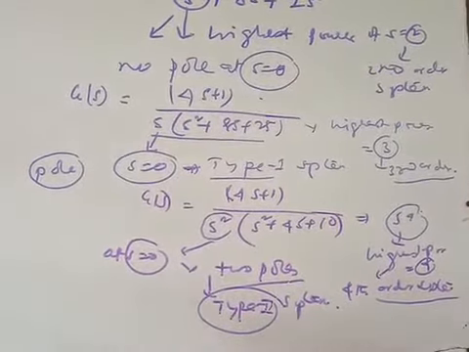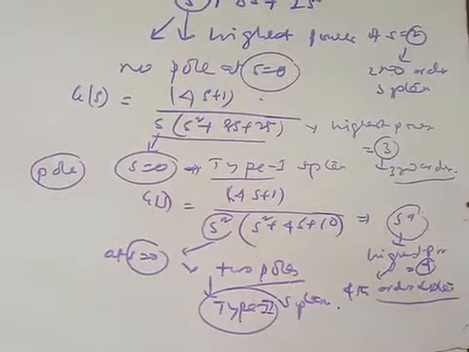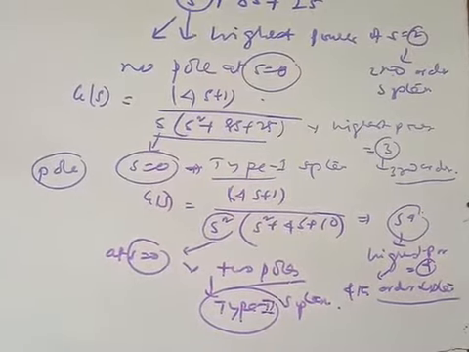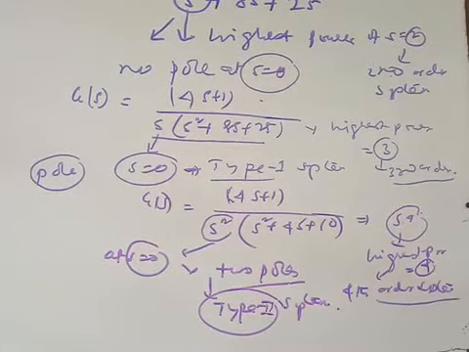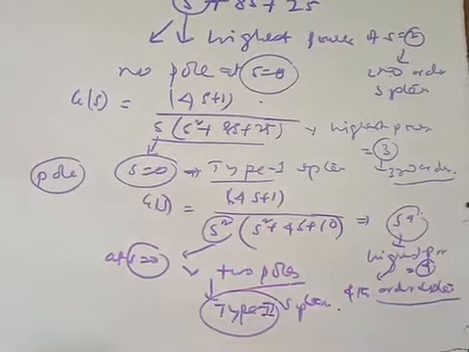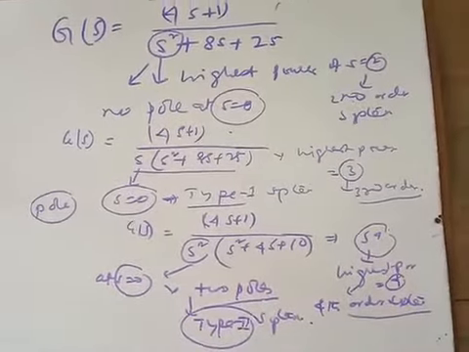Similarly, what is a type 1 system, a type 2 system and a type 3. That means the highest power of s indicates the order of the system, and the number of poles at s is equal to 0 indicates the type of the system. And once you know the type and the order of the system, that gives you some idea about the characteristic of the system.